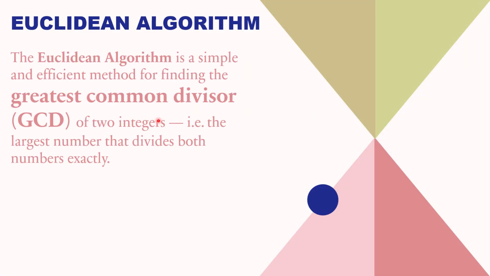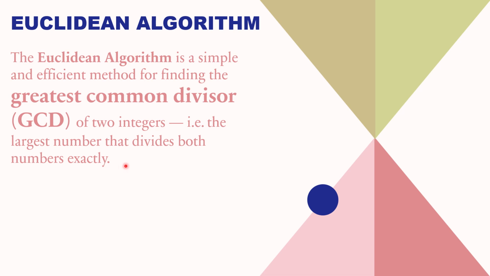So the Euclidean algorithm is a simple and efficient method for finding the greatest common divisor of two integers. That is, the largest number that divides both numbers exactly. Now let's suppose you have two numbers. If someone asks you to write the divisors of those two numbers, what is the process that you follow? You will write each divisor by seeing which table the number goes in, right? So for example, if you have 6, you know the divisors are 1, 2, 3, and 6. 6 is a small number, so it was easy for you to do it in a matter of seconds.